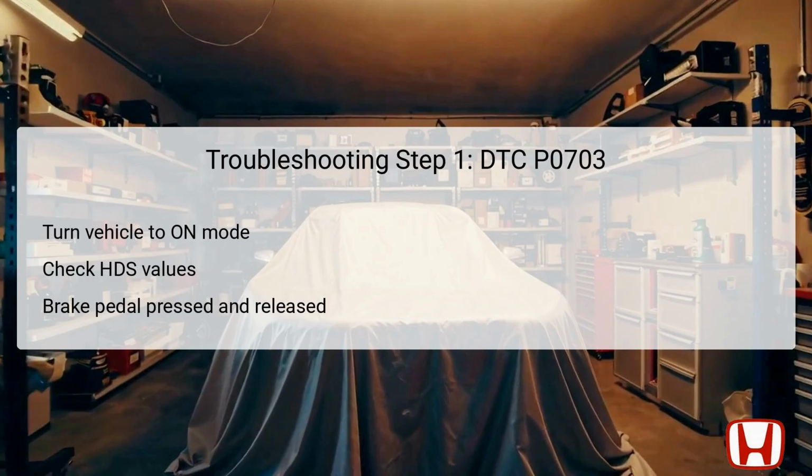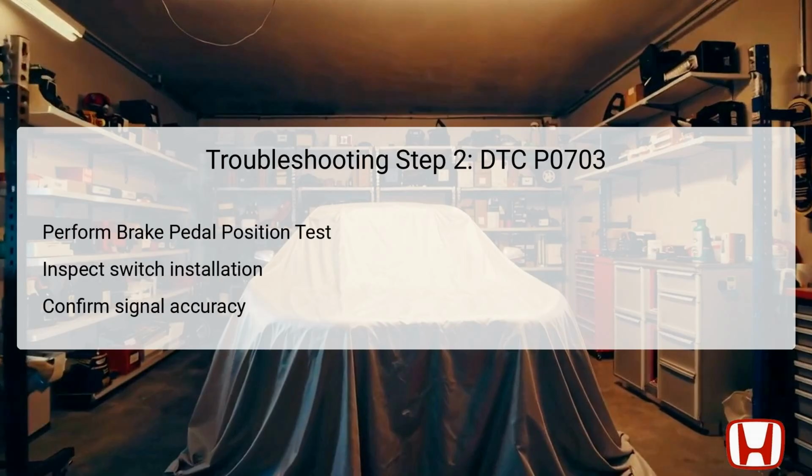Specifically, the value should display an open status when the pedal is pressed and a closed status when released. If the values do not match these expected outputs, a malfunction is indicated within the system. This step allows technicians to determine whether the brake pedal position switch is functioning as intended or if further diagnosis is necessary. The second troubleshooting step focuses on performing a detailed brake pedal position switch test.